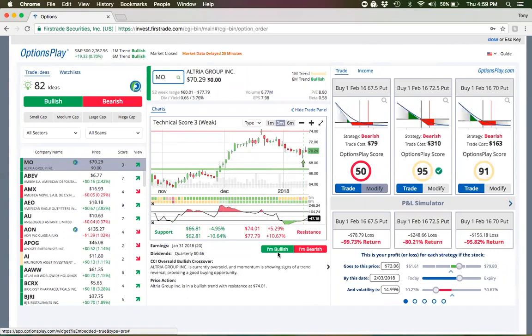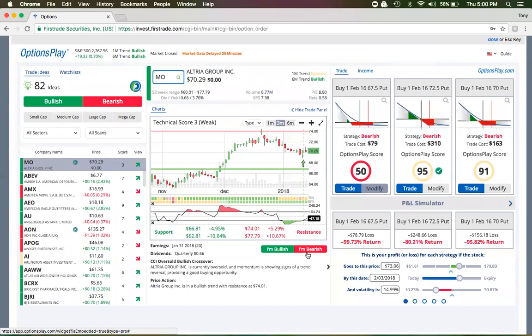Like I said, there's 2 buttons here on the bottom. One says I'm bullish, one says I'm bearish. So if you disagree with our indicators and you think that the stock's going to beat or miss depending on your own analysis, you can just click on the appropriate button and we'll show you strategies that make sense for that.